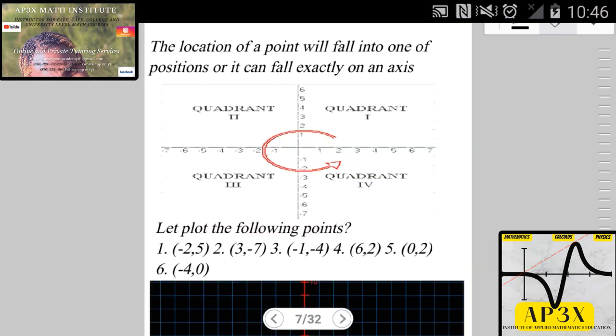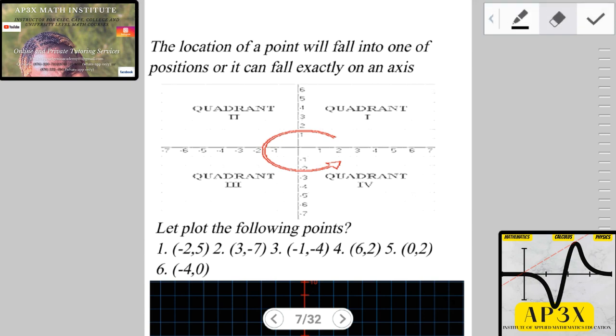All right, so we're 21 minutes into our video here. Let's continue now and move on to some more important concepts in coordinate geometry.